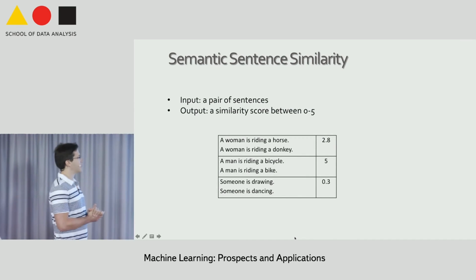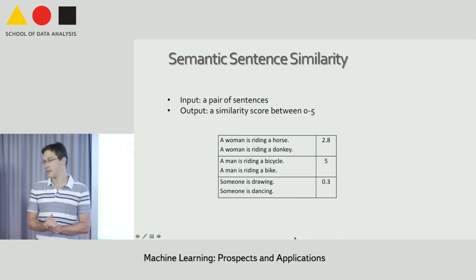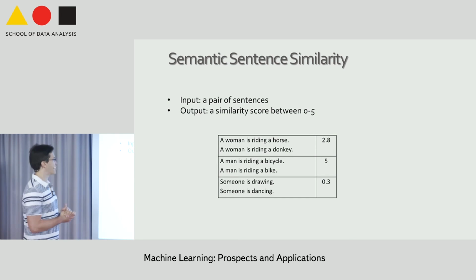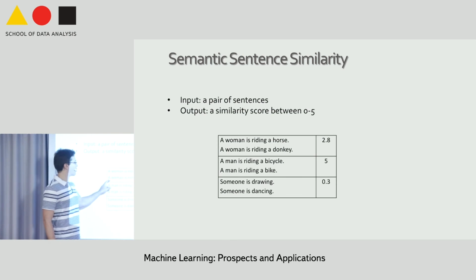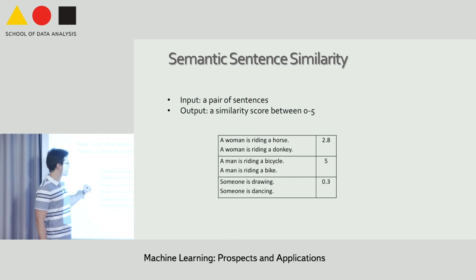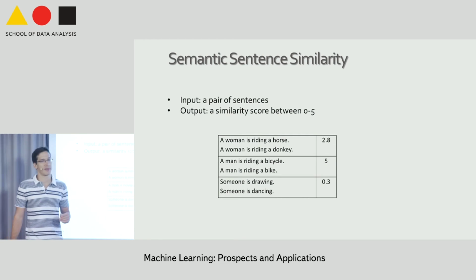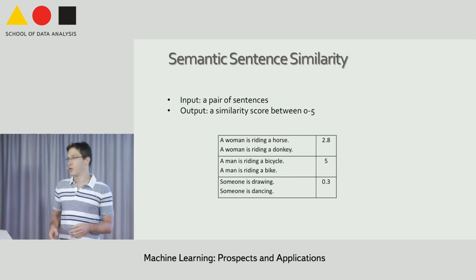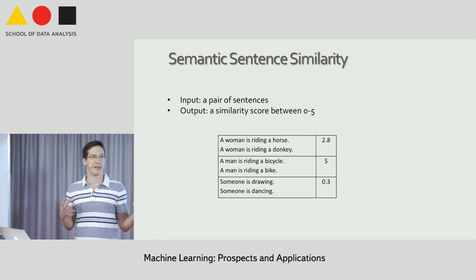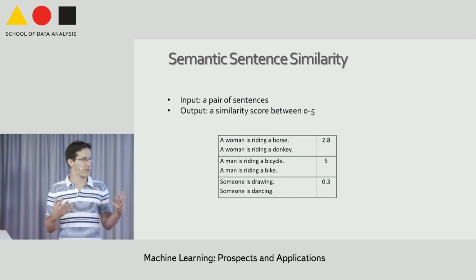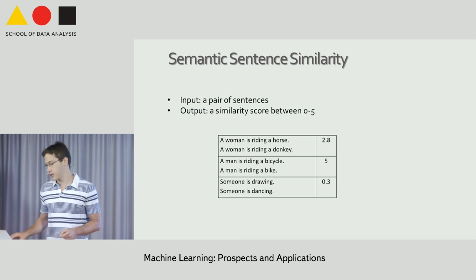And now we'll move to another task. This task is semantic sentence similarity. We are given two sentences, and we would like to know whether the two sentences are related or not. So if we have a woman is riding a horse and a woman is riding a donkey, maybe somewhat similar. If we have someone is drawing and someone is dancing, then it's almost entirely dissimilar. We have a score between 0 and 5, whether they are similar or not. It's a regression problem. We take the sentences, we represent the sentences as vectors, and we run a simple regression model on top of this.